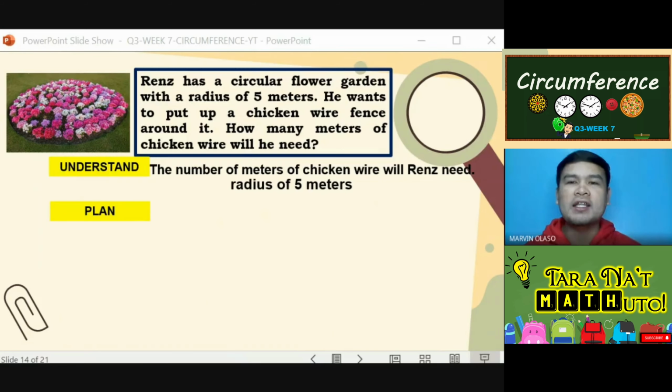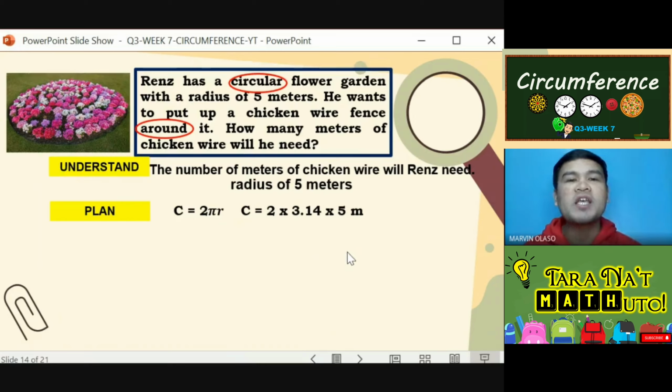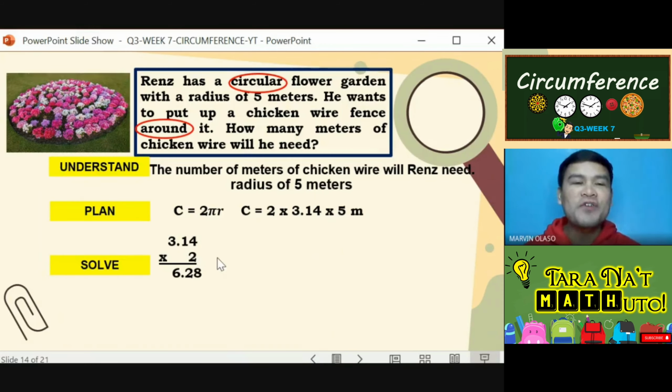Then, let's plan. Because of the clue words, around and circular, it means that we need to get the circumference to know the number of meters of chicken wire we'll need. That is the use of circumference. Again, because the given is only the radius, we will use the formula C equals 2 pi r. So, we have the mathematical equation C equals 2 times 3.14 as the value of pi, times the value of the radius, 5 meters. Again, multiply first 3.14 times 2, which is 6.28.